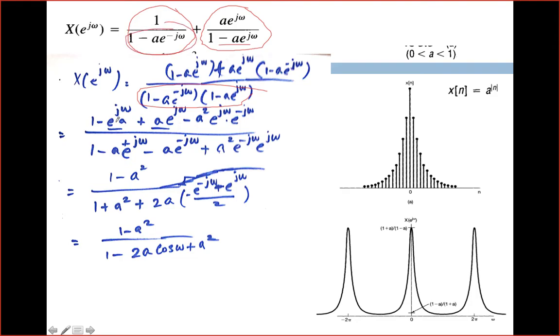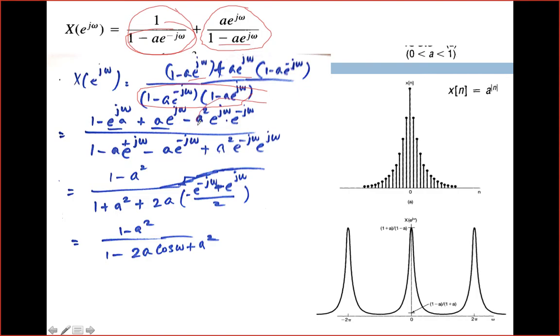I will get 1 minus a into e power j omega plus a into e power j omega into 1 minus a into e power minus j omega. So I have to multiply a into e power j omega inside this bracket. I will get 1 minus e power j omega into a plus a e power j omega minus a square into e power j omega and e power minus j omega.